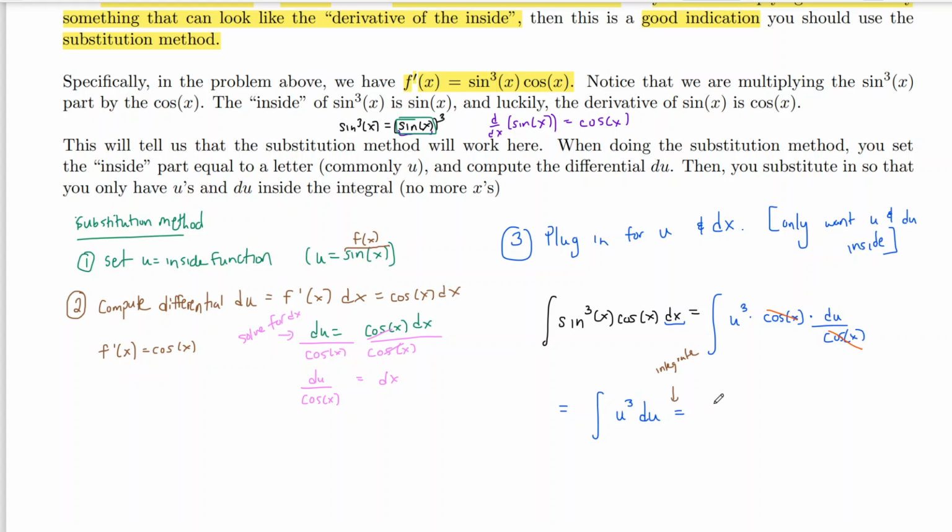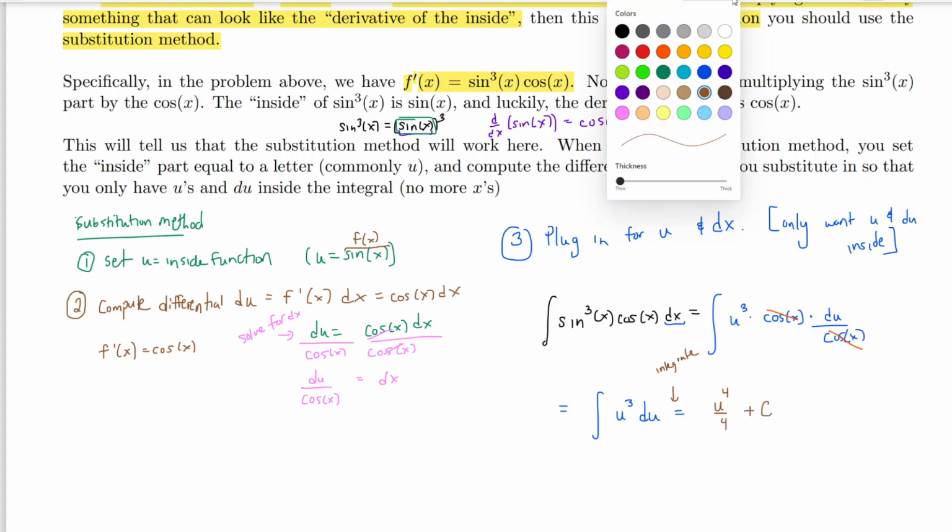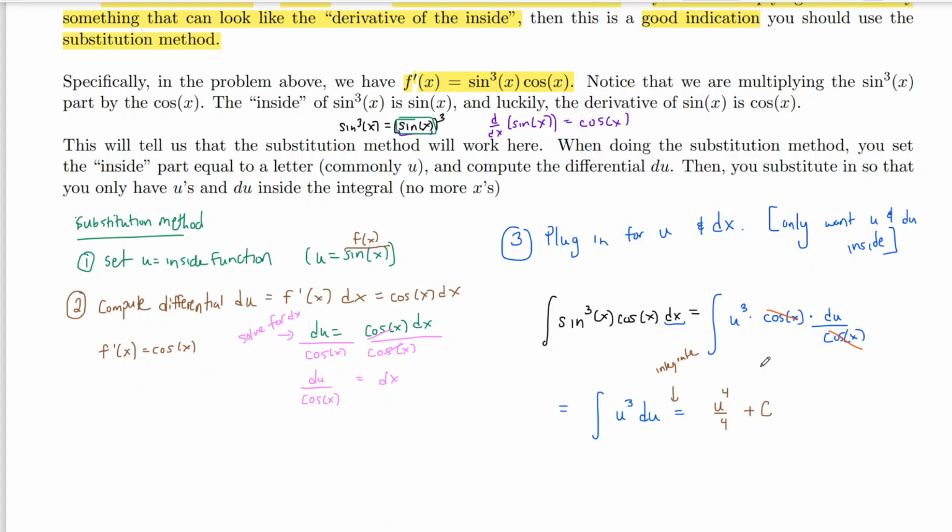All right, so when we integrate this, we do the power rule. We add 1 to the power, divide by the new power, and then because it's an indefinite integral, we add our constant. Well, the last thing you want to do here after you integrate is you don't want u in your final answer, because you started with the x's, you want x's in your final answer. So you need to plug back in what u is. But luckily for us, u is just sine of x. So when we plug that in, we get sine of x to the 4th over 4 plus c.